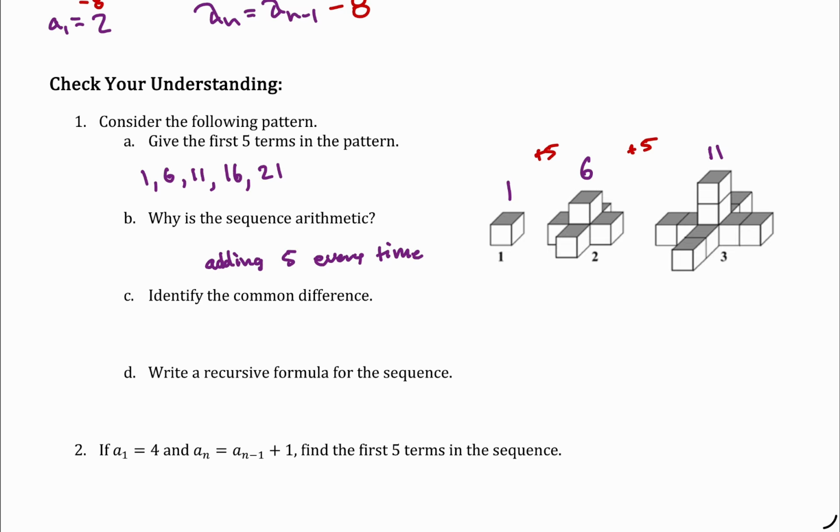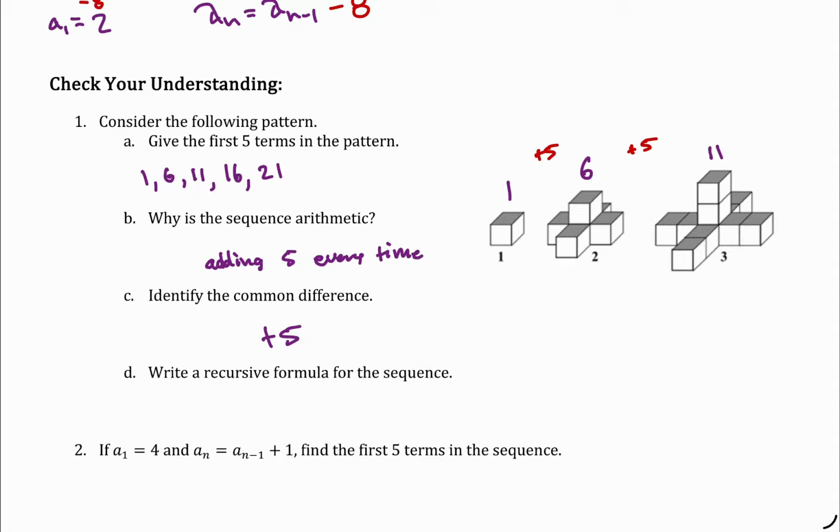Okay, now C, identify the common difference. We kind of already did this. We just didn't put it down. But the difference here is 5, right? I'm going up by 5. So you can either say plus 5 or just 5, whatever. But the difference is 5. You're moving up 5 every time.